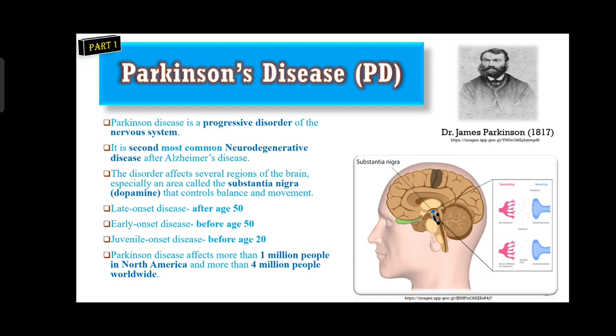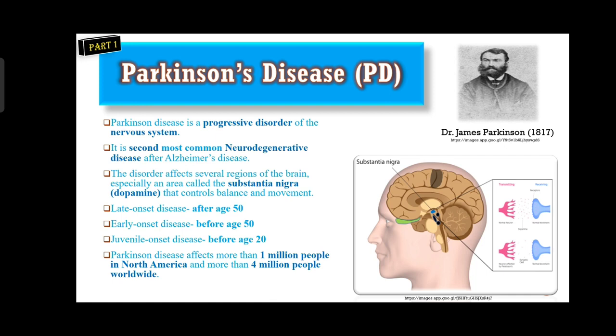The disorder affects several regions of the brain, especially an area called the substantia nigra that controls balance and movement. So what is substantia nigra? It is a midbrain dopaminergic nucleus and it plays a role in modulating motor movement and reward function in the basal ganglia. It is the critical brain region for the production of dopamine. You can clearly observe the difference in dopamine level in the right-hand side image. The small pink dots in the normal neuron are high in level compared to the neuron affected by Parkinson disease.